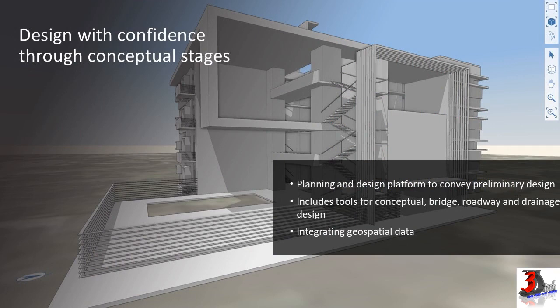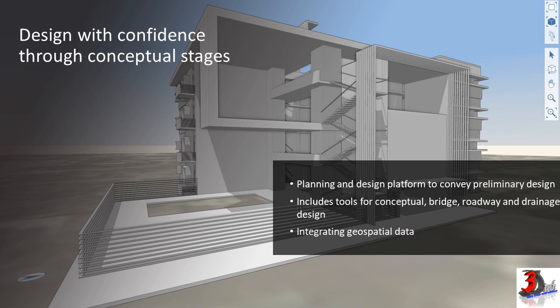Okay, so I will proceed with the next thing, which is about design completing throughout the conceptual stages. This one is more on the planning and design platform to convey preliminary design. It includes tools for conceptual bridge, roadway, drainage system, and integrating geospatial data. This one is actually associated with the things that people like the civil engineer do.